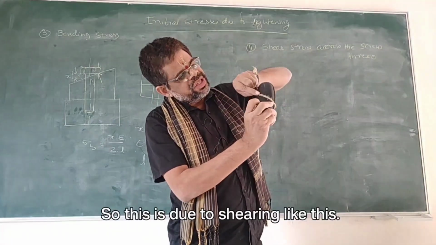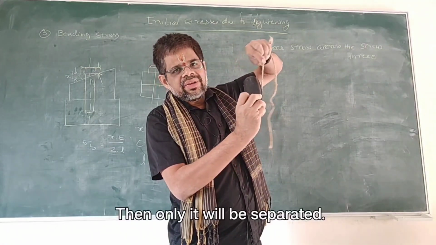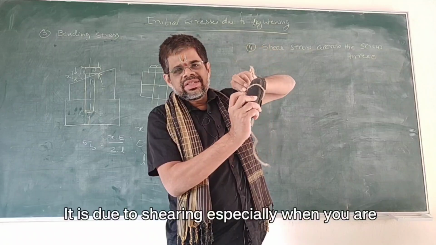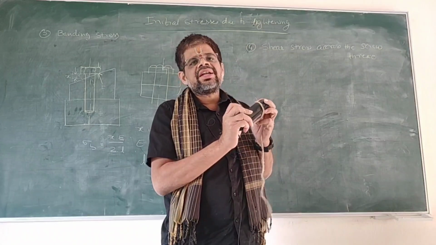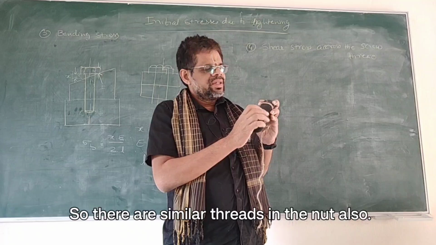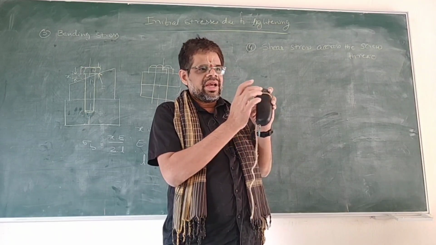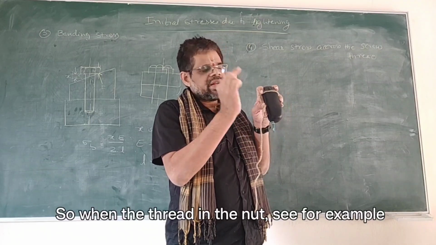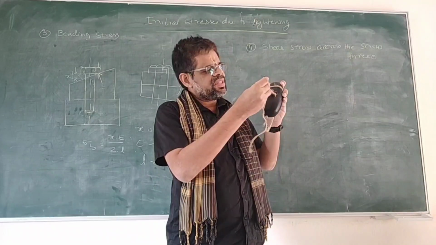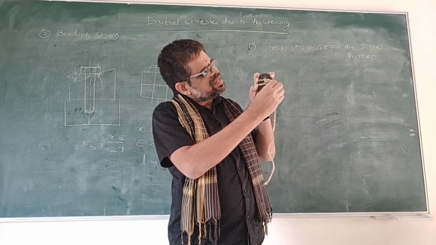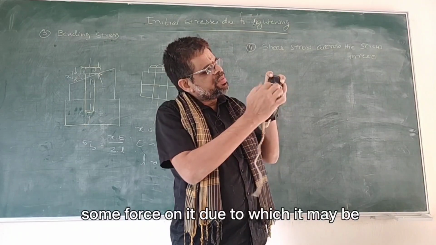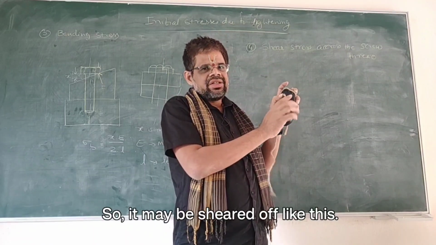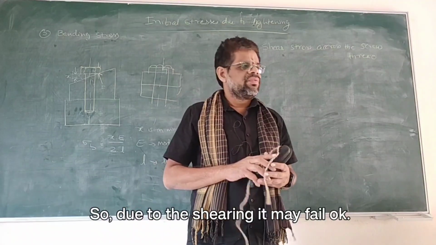So this is due to shearing like this. Then only it will be separated. It cannot be taken like this. It is due to shearing, especially when you are tightening the nut inside. So there are similar threads in the nut also, and this is the thread on the bolt. So when the thread in the nut, say for example this is the thread in the nut, this will apply some force on it, due to which it may be stripped like this. So it may be sheared off like this. So due to that shearing it may fail.